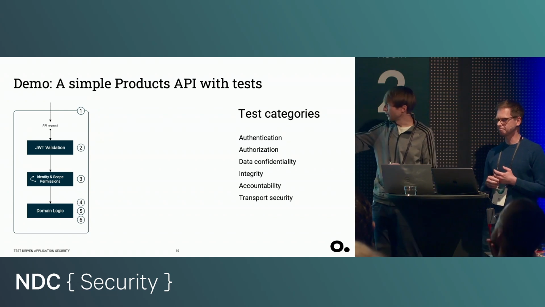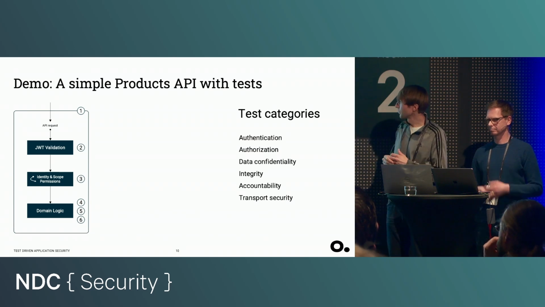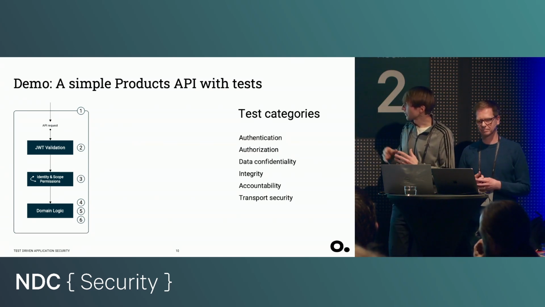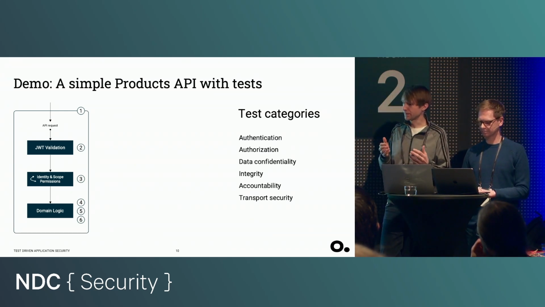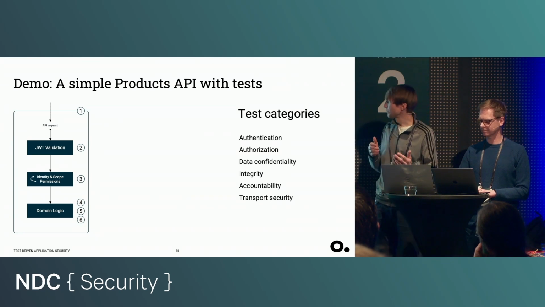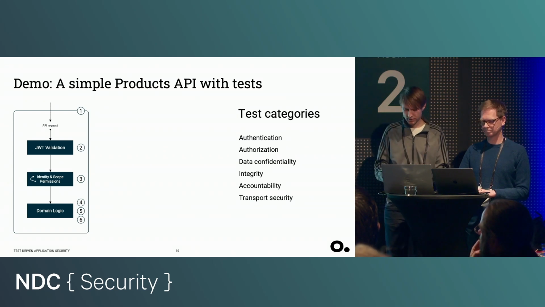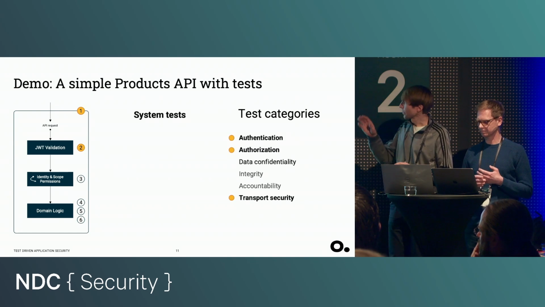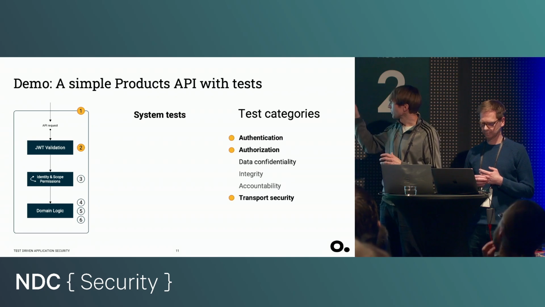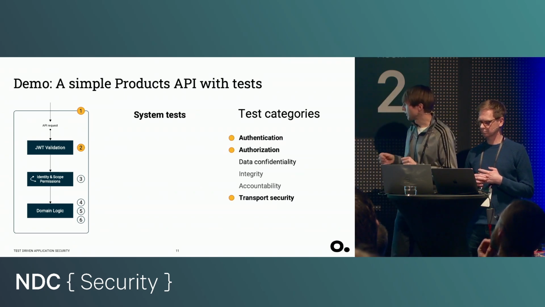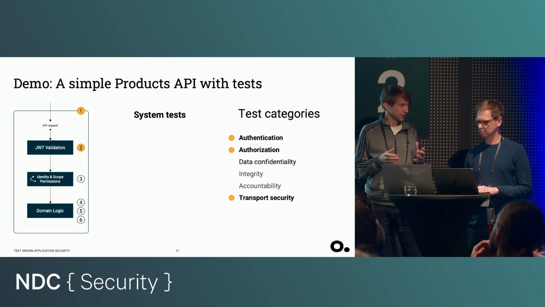And here we have the API, and we have the test categories. In the demo, we will add tests to verify that we cover these categories. We will have system tests that run against the instance of our API, and we will have unit tests where all integrations are mocked. We will start with the system tests, and they will concern step 1 and 2 in our API model, and test categories: authentication, basic parts of authorization, and transport security. So we will start by looking at the API.